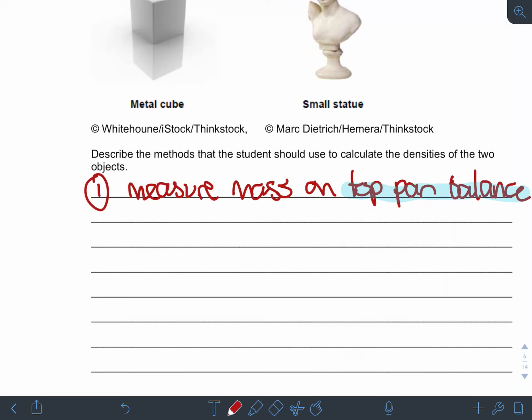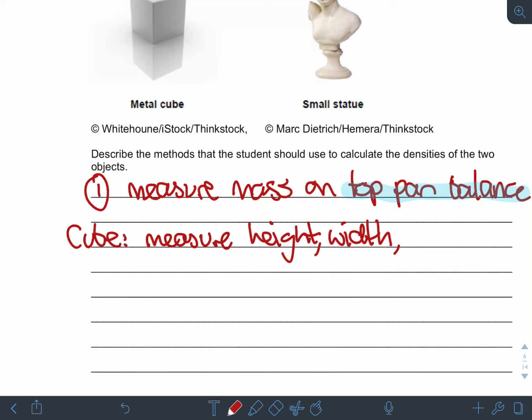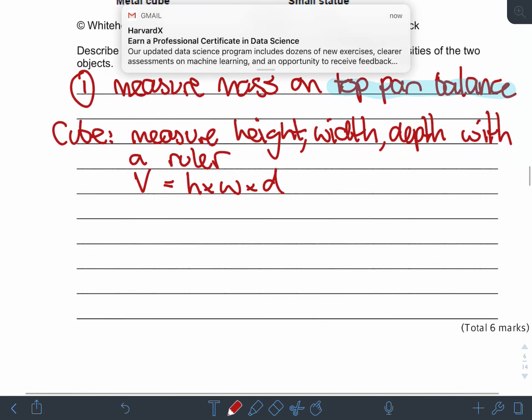Okay, so for the cube, measure height, width, and depth. What with? With a ruler. Volume equals height times width times depth. Okay, so that's enough. That's sufficient. That tells you how to calculate the volume. You can measure it directly, and that's easy.